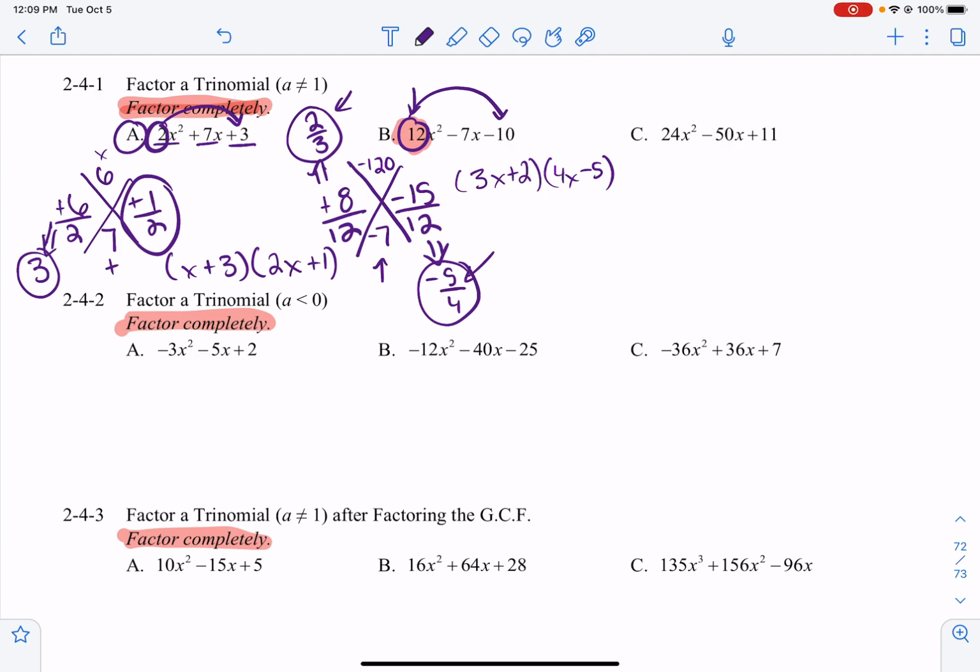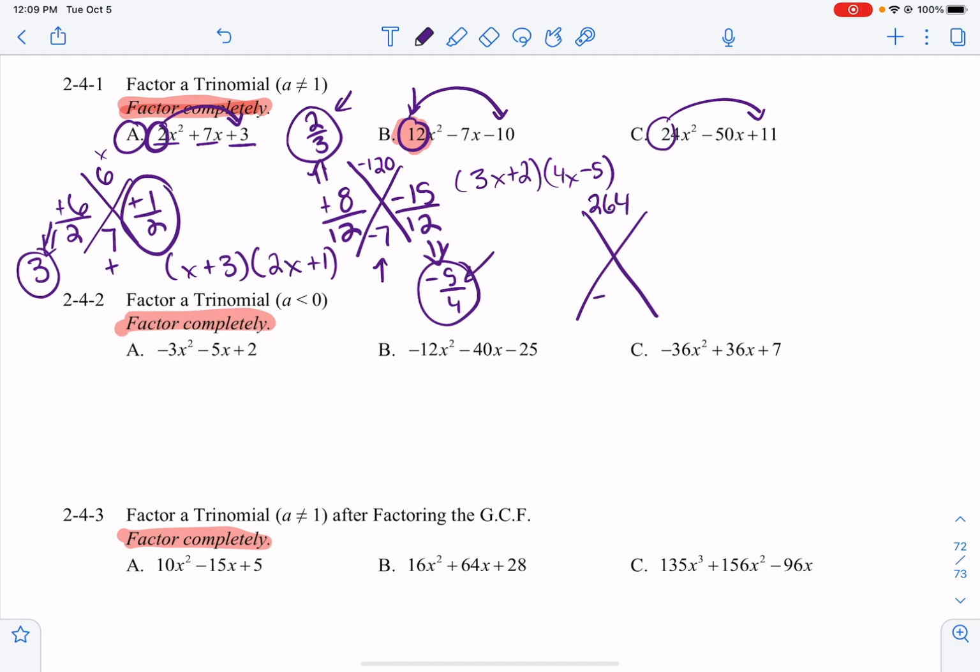Okay, problem C. Same idea. Something's in front of my x squared, but nothing goes into 24x squared, 50x, and 11. So I have to take 24 and multiply it by 11, which is going to give me a great big number. In fact, it's going to be what? 24 times 10 is 240. So then I have to add another 24, so 264.